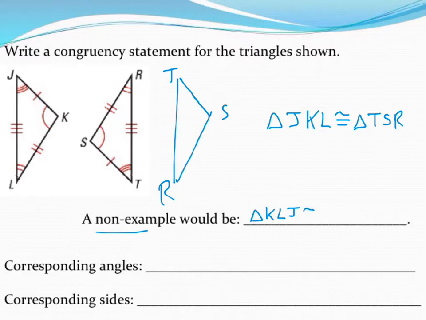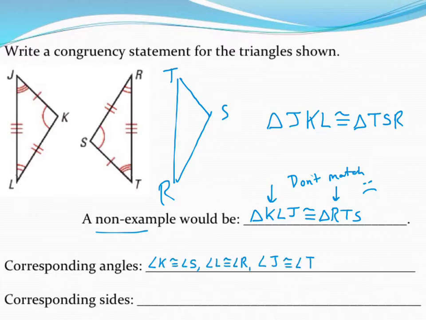So there's a correct congruency statement, and here's a bad one. Notice K and R don't match. K has a single tick mark, R has a double. And then here are my 3 angles that match up, and there are my 3 pairs of sides that match up. Hopefully your answers match up to mine.